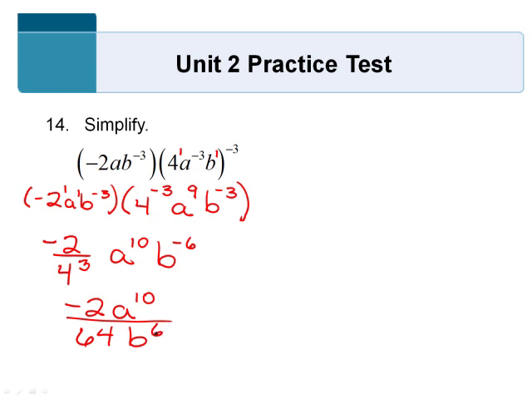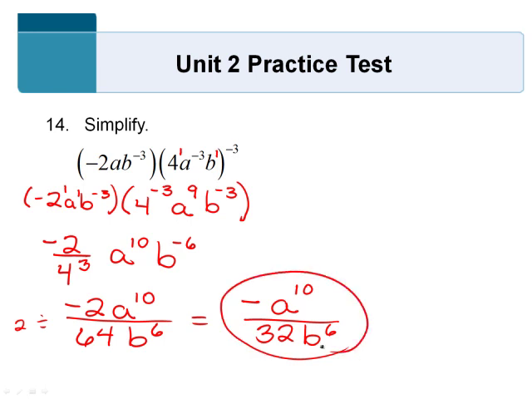Now, if you've gotten that far, you're more than halfway home. That's the worst part of the whole problem, getting that 4 on the bottom, the 4 to the third. Your last step is now you can reduce the negative 2 over 64. 2 goes into both of those, so if we divide the top and bottom by 2, now remember, WebAssign does not like that coefficient of 1, so you have to keep the negative sign, because negative 2 divided by 2 is negative 1. Just don't write the coefficient. Negative a to the 10th, and then 64 divided by 2 is 32, b to the 6th. And that, my friends, is your final answer.